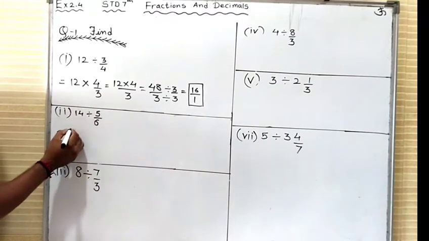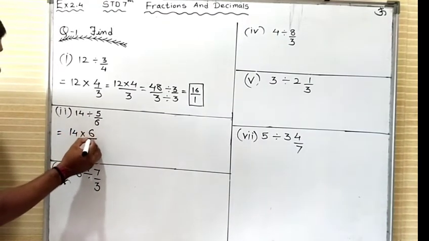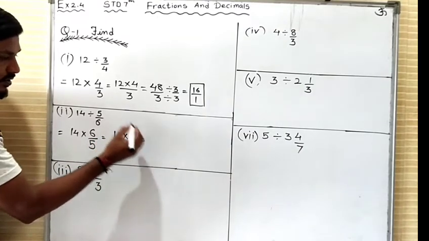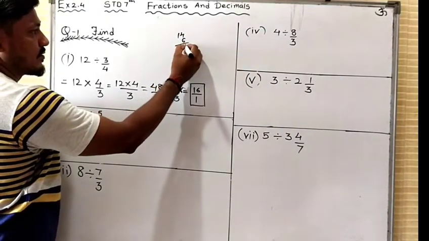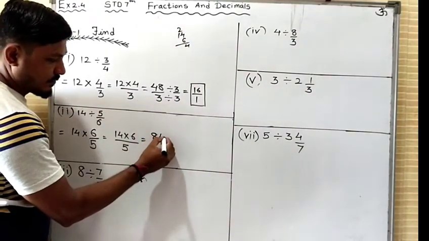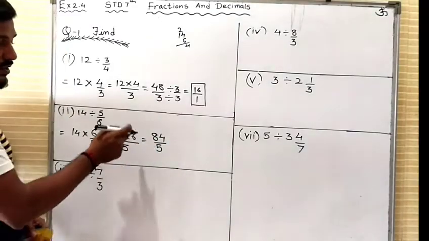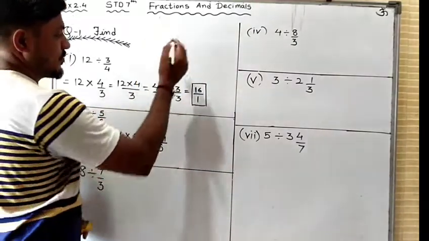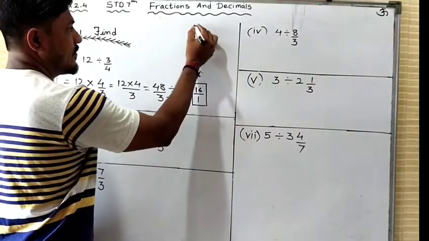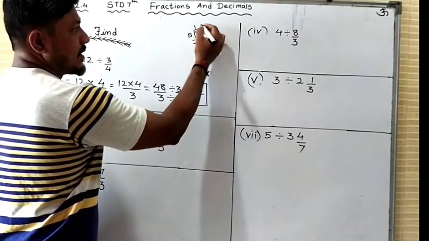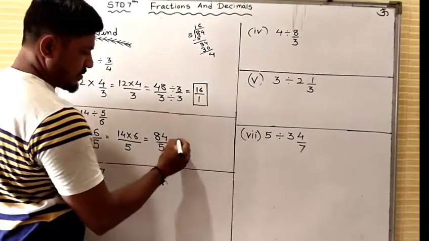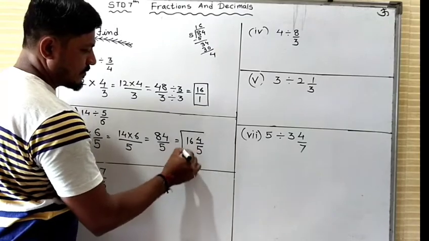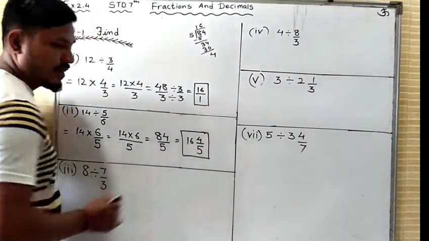Convert this division into multiply sign. While converting, reciprocal it. 14 6s, that is 84. Now if it is possible, you can convert it into a mixed fraction because it is an improper fraction. See how we have to convert. You have to divide 84 by 5. 5 ones are 5, then 6 are 30 and 4 remainder. That is 5 16s are 80 plus 4 is 84. 16 integer 4 by 5.